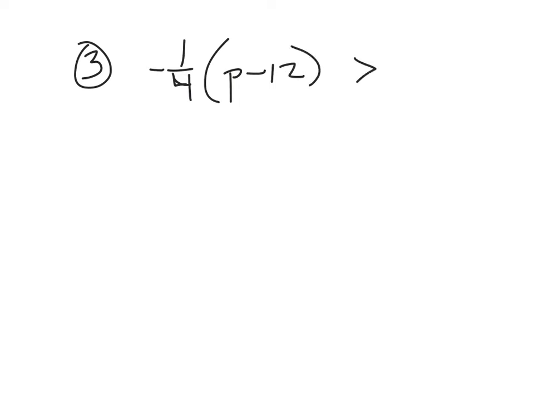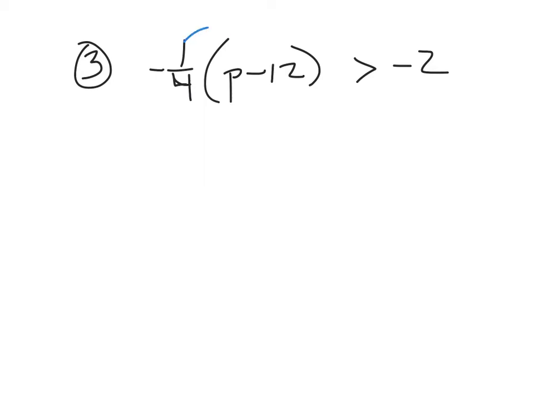All right, let's look at number 3. Whoops, left the big marker on, sorry. All right, so this is negative 1/4. I would be writing all these in your journals, guys. P minus 12 is less than negative 2.